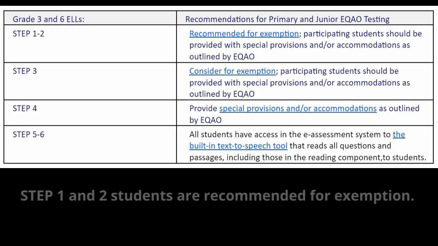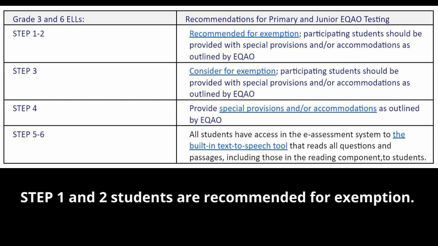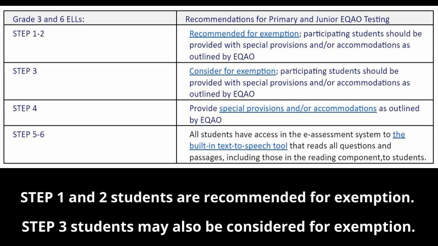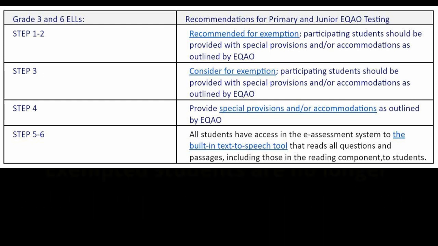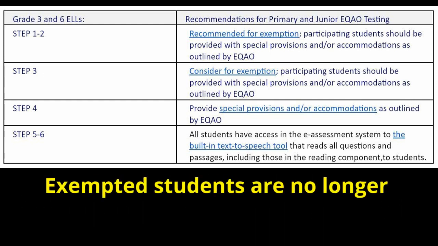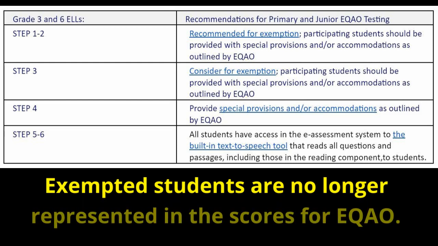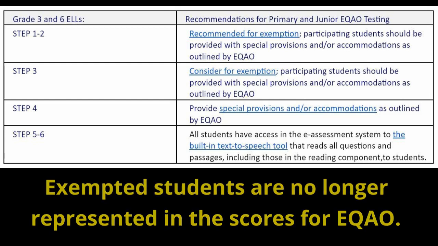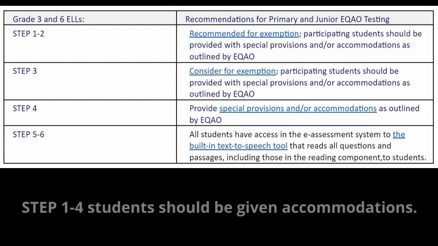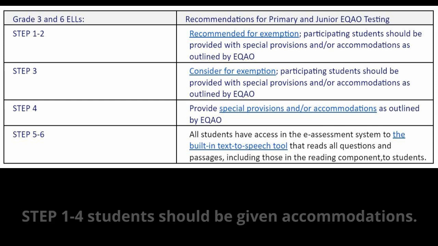Step 1 and 2 students are recommended for exemption from EQAO. Step 3 students may be considered for exemption as well. It is important to note that, unlike in past years, exempted students are no longer represented in school EQAO scores and do not count as a 0. Any students who participate in Steps 1 to 4 are eligible to receive special provisions and/or accommodations.